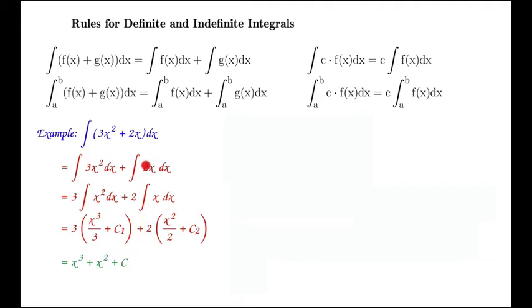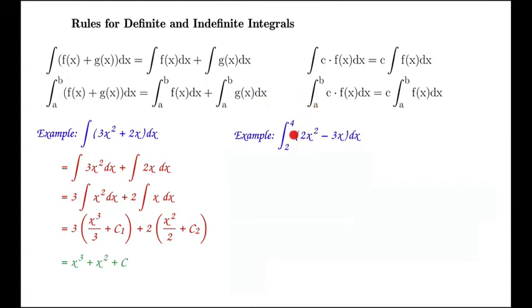In practice, we don't write all these intermediate steps down. We just say the antiderivative of 3x squared is, well, 3x cubed over 3, which is x cubed. The antiderivative of 2x is 2x squared over 2, which is x squared. And we just add on one constant. But these intermediate steps illustrate the fact that we're using these rules, and is a good check to make sure that we did everything right. That is, that we made sure that was a sum and that these were just constants that we were pulling out.